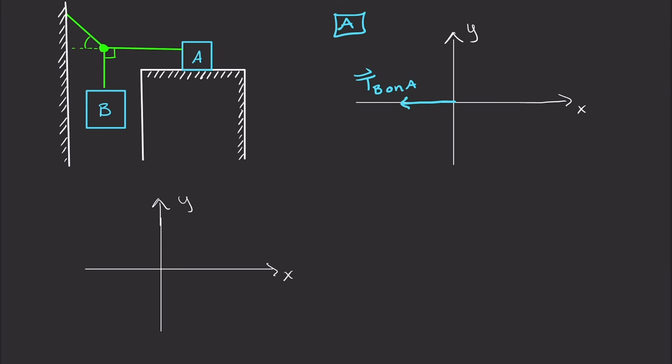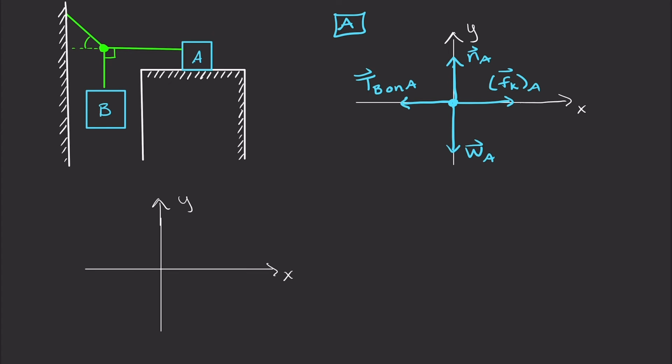Okay, then A has weight, so it is going to be straight down, so call this W sub A. There is friction, so if you pull object A to the left, that must mean friction is opposing that to the right, so F sub K sub A. And then there's a normal force from the surface that A is sitting on, keeping A from going through it. So this is the normal force on A.